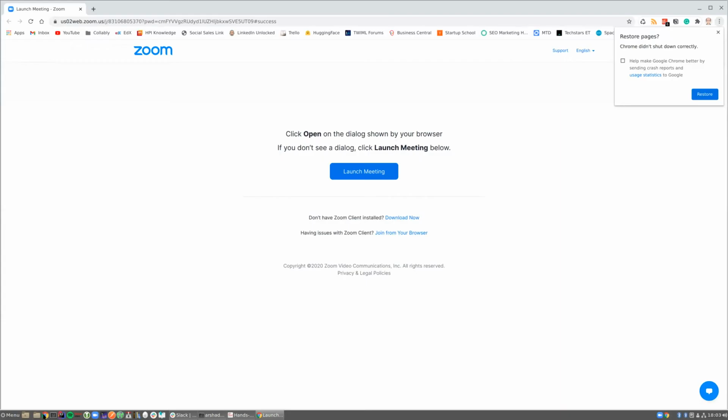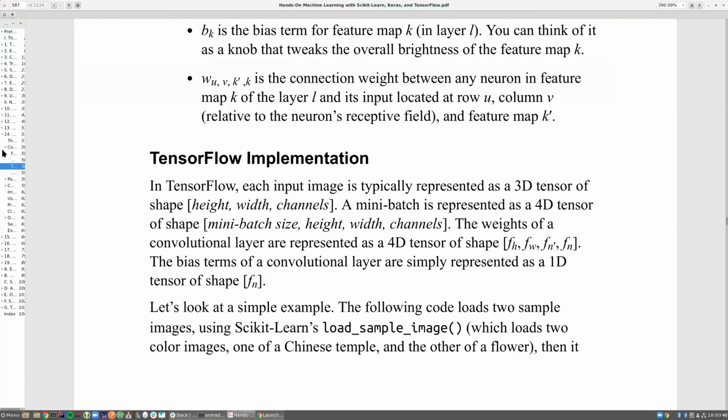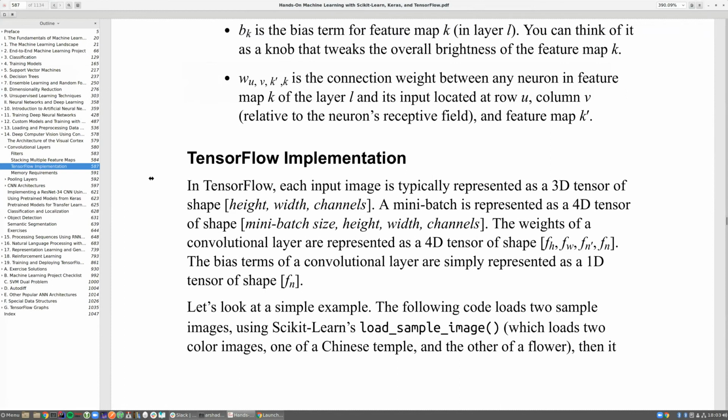Yeah. Cool. So today we're starting our first session on the convolutional neural networks section. Unfortunately, this is my Linux machine, so we'll have to get used to this.